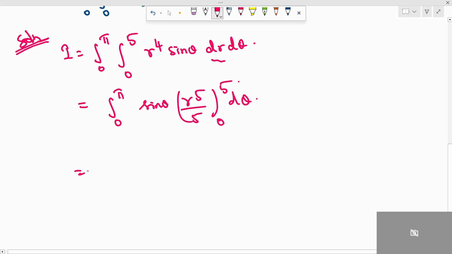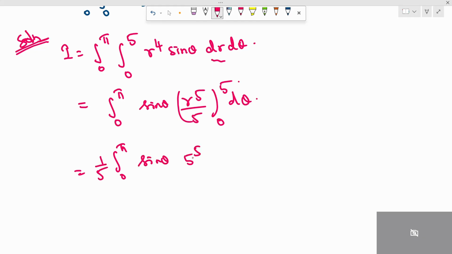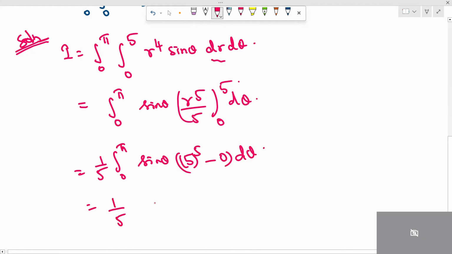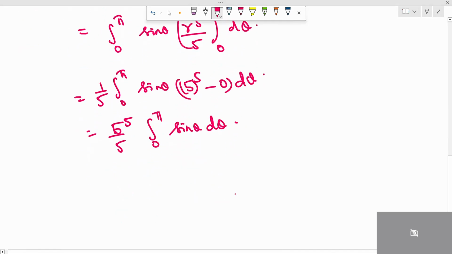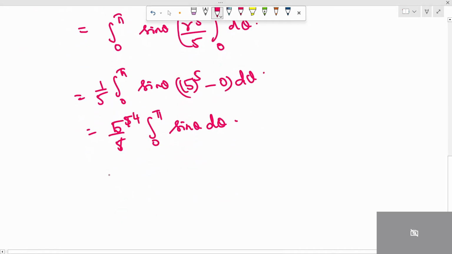Now apply the upper limit value 5 in r. Here 1 by 5 is constant, take it outside: sin theta into 5 power 5 minus the lower limit value 0, d theta. Here 5 power 5 over 5, take the constant outside, integral 0 to pi sin theta d theta. Now we can cancel the 5. The value of 5 power 4 is 625.